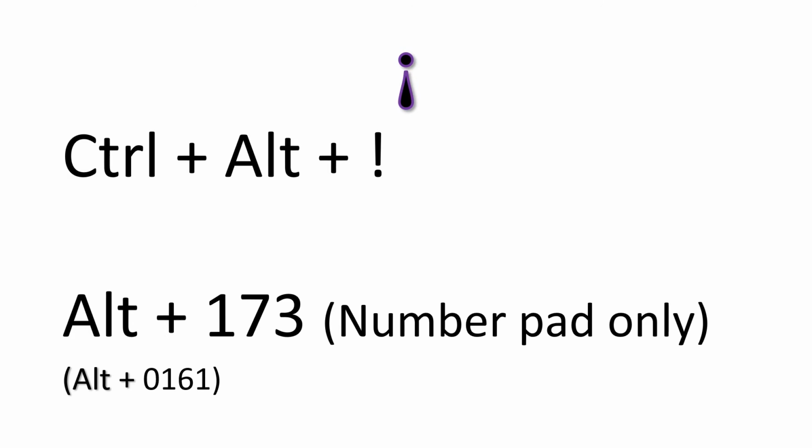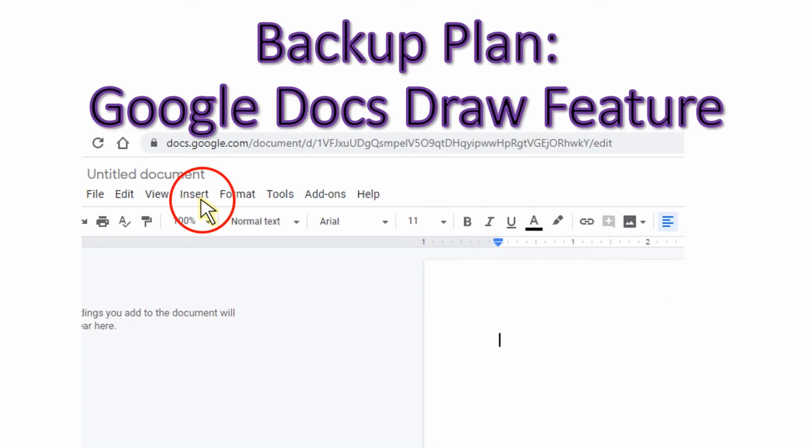If any of these options don't work for you, try one of the other ones and keep trying until you get something. Now, let's say worst case scenario, none of that's working for you. You've got other options. Here's a backup plan. Open up Google Docs and use the Draw feature. Here's how you do it.